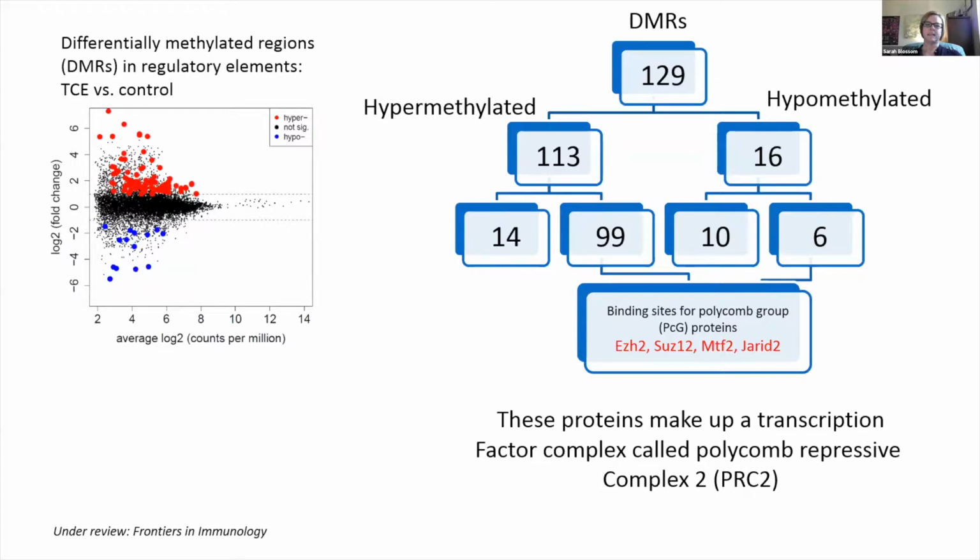So I can't show you all of the data, but one of the most interesting findings was that when the differentially methylated regions were compared between TCE-exposed and control cells in regulatory elements of the genome, the vast majority, or about 87% of these regions, were hypermethylated. And by looking at the publicly available database, the UCSC genome browser, we were able to annotate these regions, and we found that the majority of these were hypermethylated in regions of DNA that were associated with binding a group of specialized factors called polycomb group proteins.